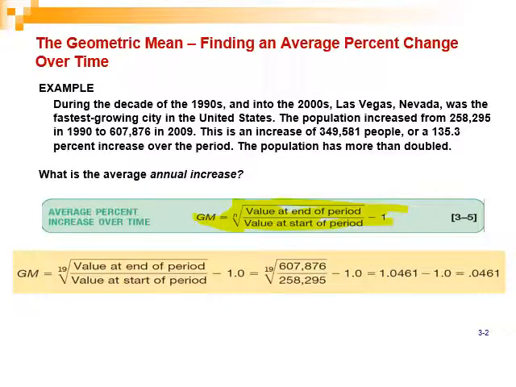During the decade of 1990 and into the 2000s, Las Vegas was the fastest growing city in the United States. The population increased from 258,295 in 1990, which is the starting period for us, to 607,876 in 2009. This is an increase of 349,581 people, or a 135.3% increase over the period. The population has more than doubled. So what is the average annual increase?